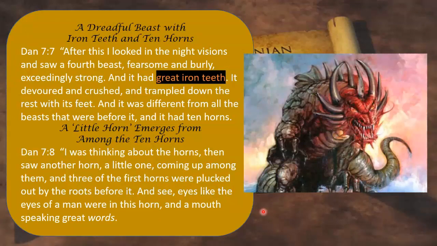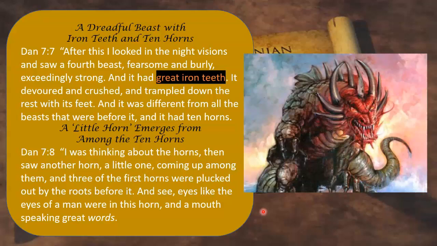A dreadful beast with iron teeth and 10 horns. Daniel 7:7. After this I looked in the night visions and saw a 4th beast, fearsome and burly, exceedingly strong, and it had great iron teeth. It devoured and crushed and trampled down the rest with its feet. And it was different from all the beasts that were before it, and it had 10 horns. A little horn emerges from among the 10 horns.